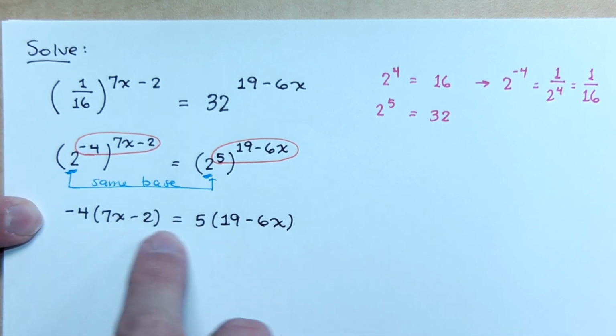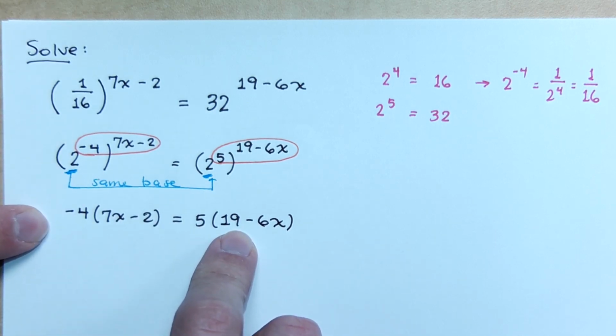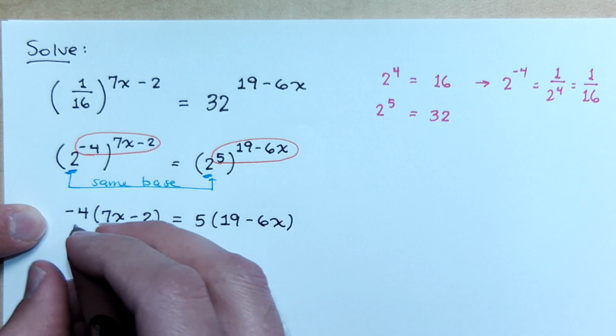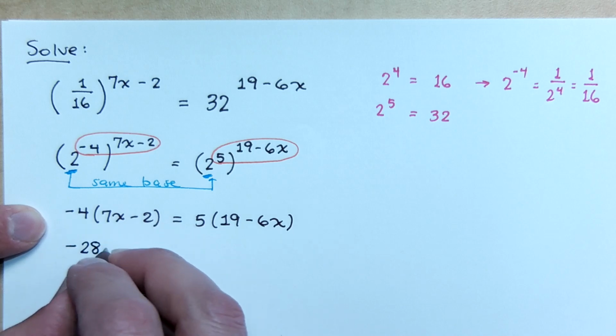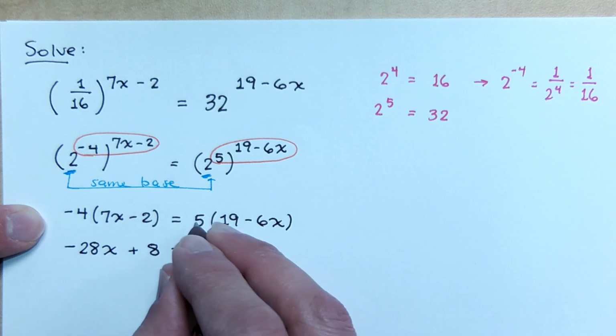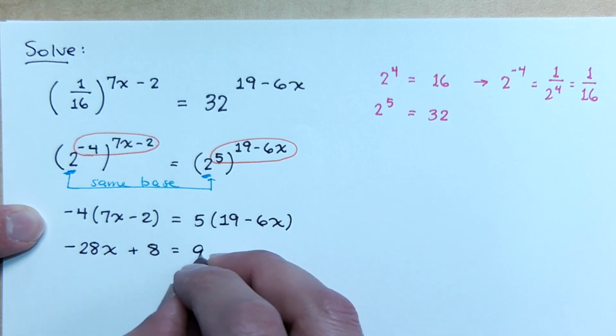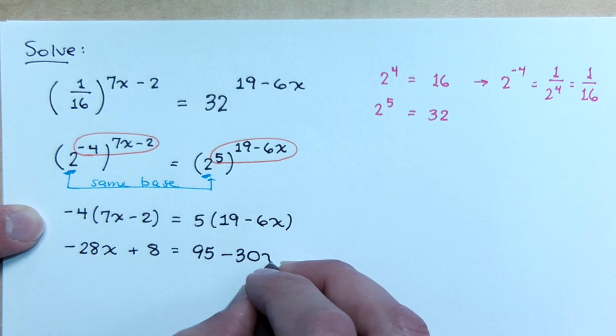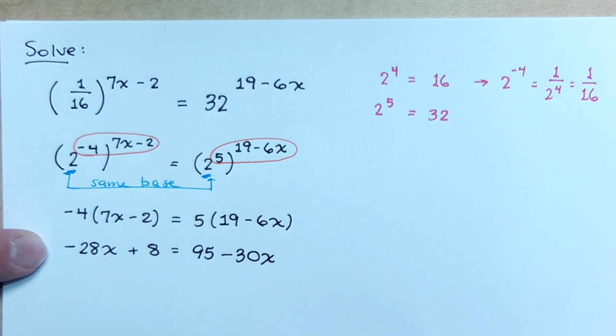Once you get here, this goes back to the first week of this semester, or even several years ago, back when you were still knee-high to a grasshopper. You know how to solve something like this. What would you do first? You got to distribute. So this is negative 28x plus 8 on the left side, distribute the 5 on the right, and we have 95 minus 30x. This is just a simple linear equation.